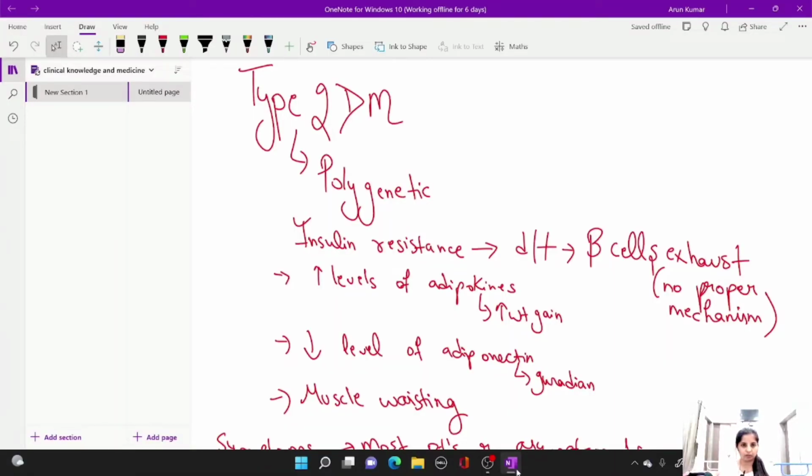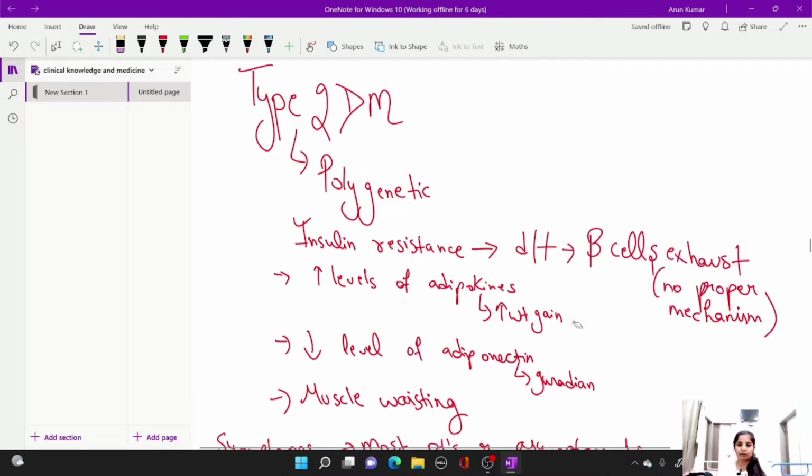So let's start with type 2 diabetes mellitus, which is polygenic, and type 2 diabetes mellitus is due to insulin resistance, which is due to beta cell exhaustion. No proper mechanism will be there in the beta cells, so therefore insulin will be resisted, and there will be increased levels of adipokines, which is responsible for the weight gain in these patients.